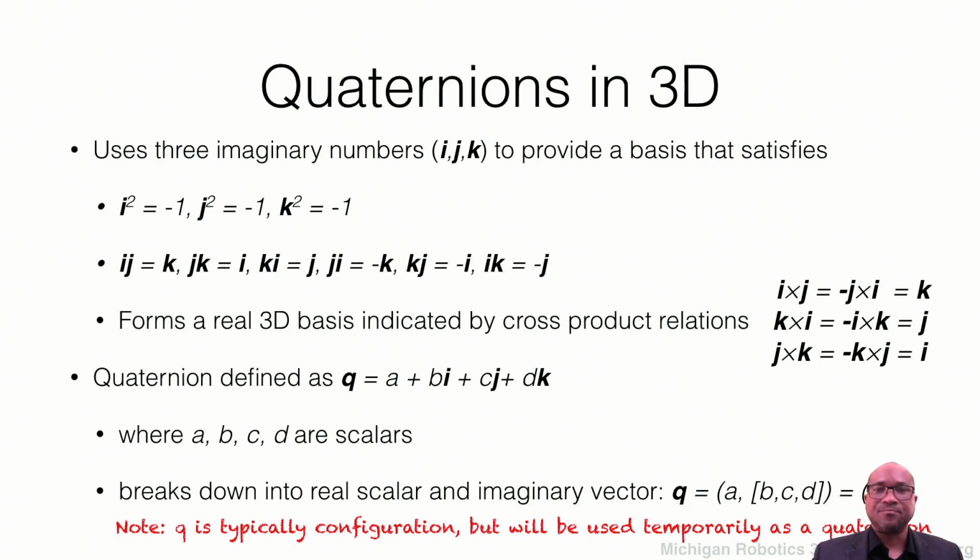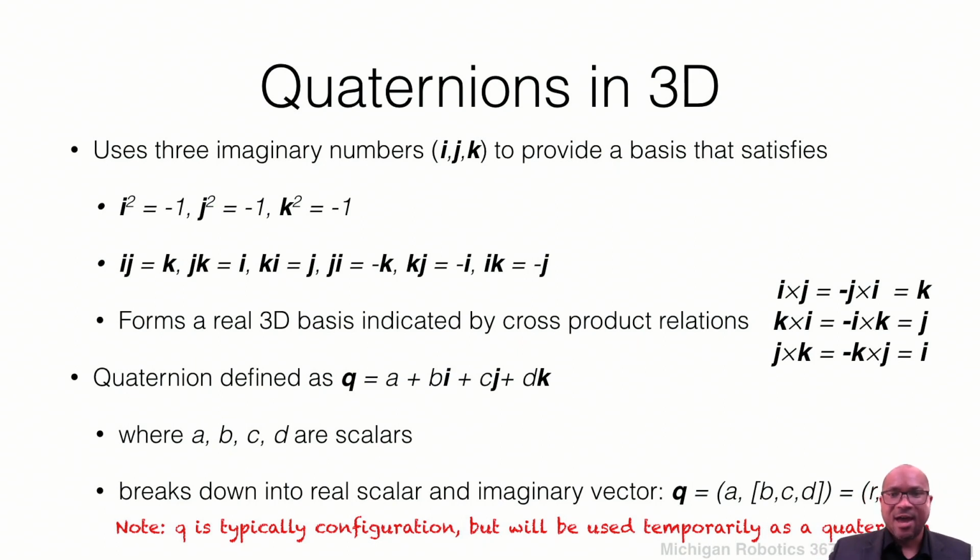Additionally, if we take i times j, we will get k. If we take j times k, we get i. If we take k times i, we get j. If we reverse their order, we get the negative of those. And so this forms a 3D basis.